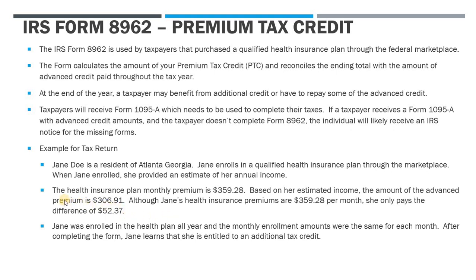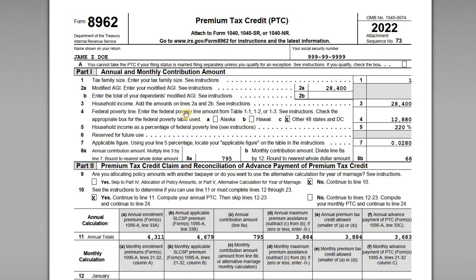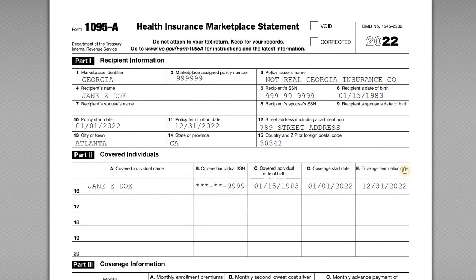All right, so now let's have a look at the 8962 and the 1095s, and we'll start to figure out how these forms are completed. So let's first start with the 1095A that Jane received. If you enrolled in a qualified plan through the health insurance marketplace, you're going to get one of these 1095As from your insurance company.